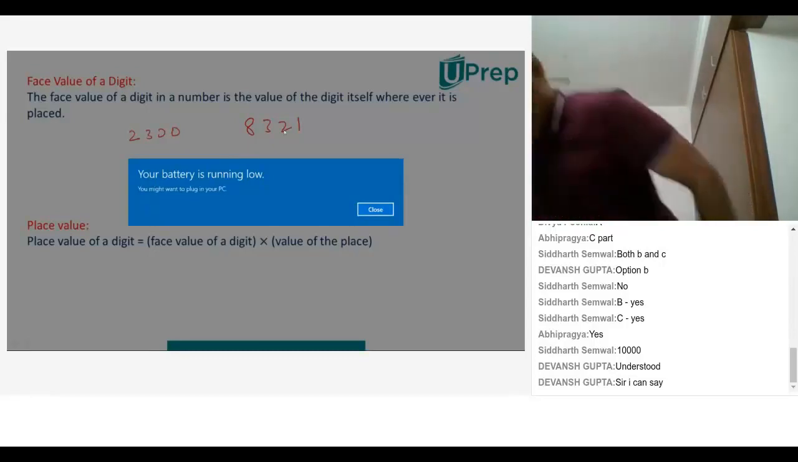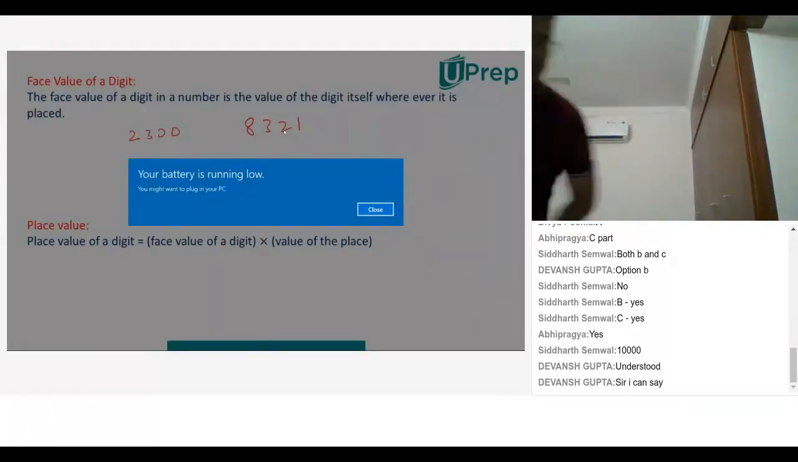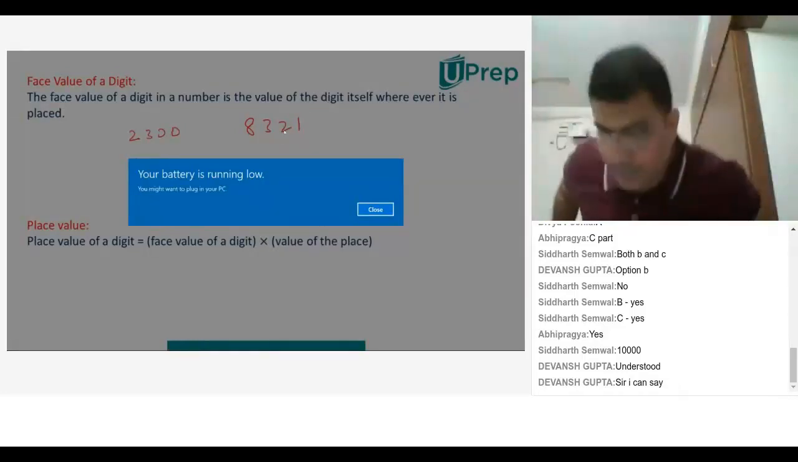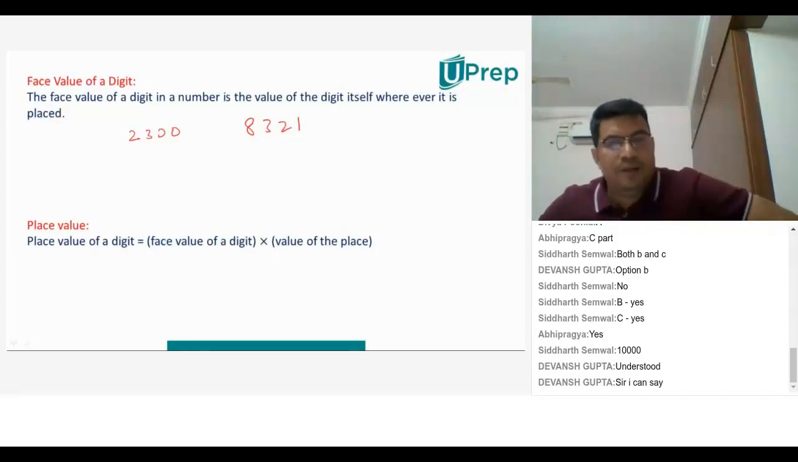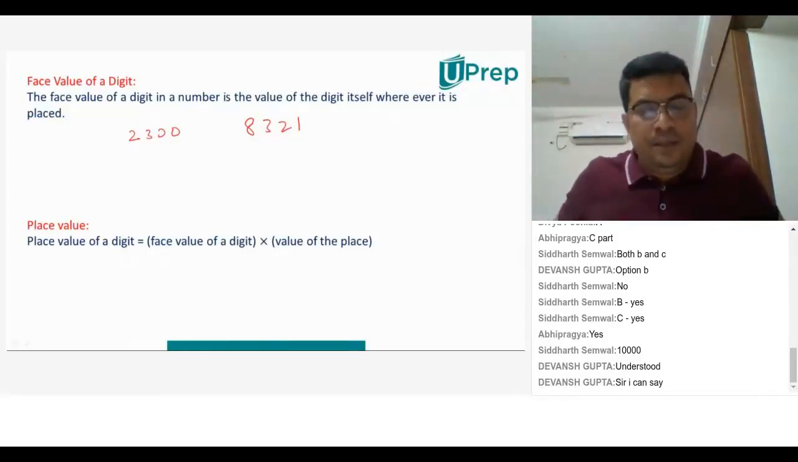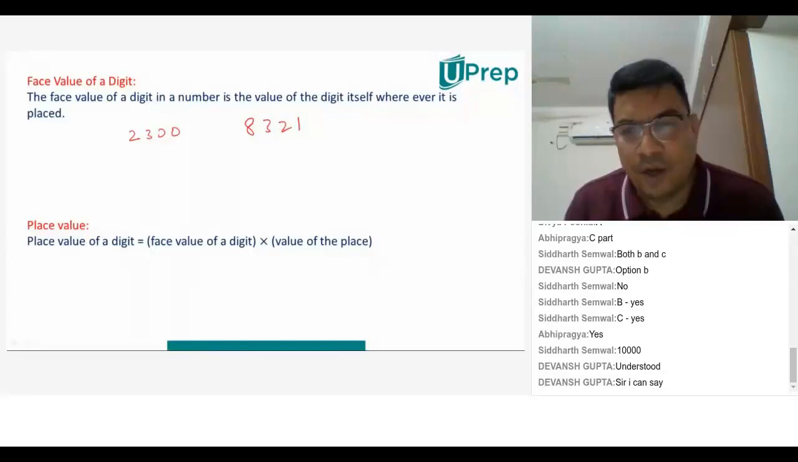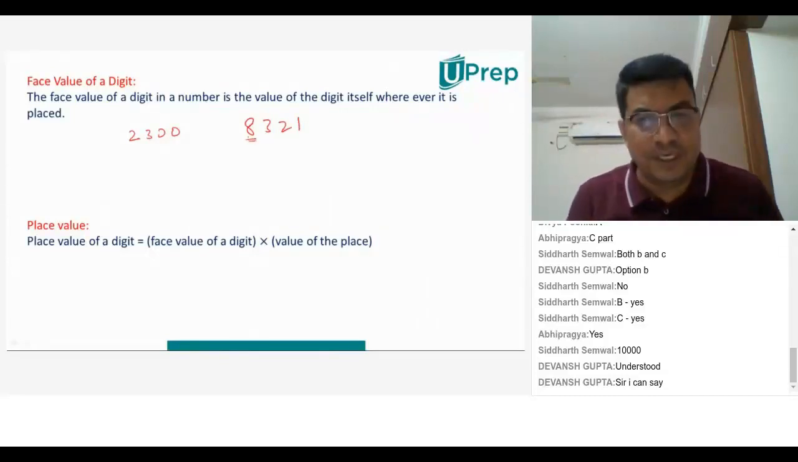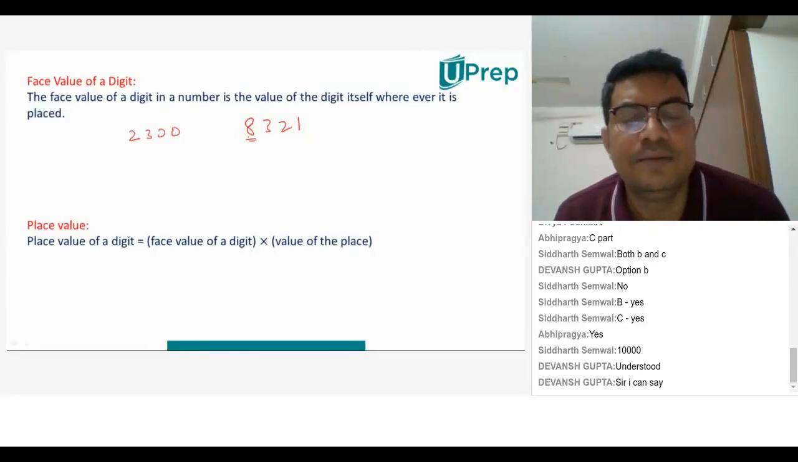One second, beta. Year 2000. Okay. 8,000, sir. So you're saying the value of this position 8 is 8,000. Okay. So is it a face value or a place value?